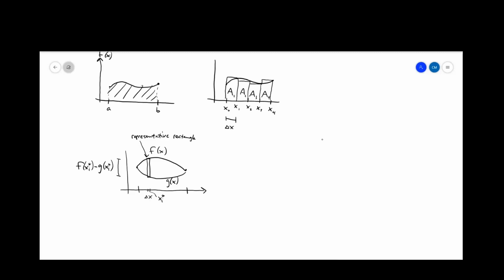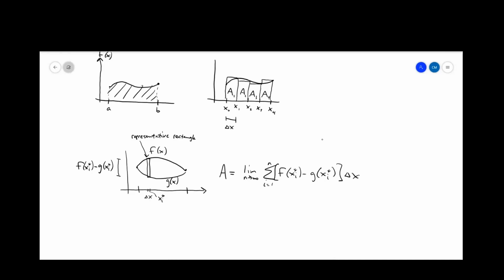The width is still the same, so basically the only difference is that the area is now going to be the same sort of thing: the limit as n goes to infinity of the sum, i equals 1 to n. Now we're going to have f of x sub i minus g of x sub i, and then all of this gets multiplied by the delta x.